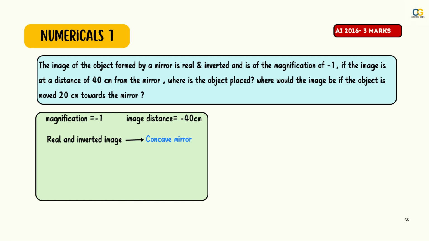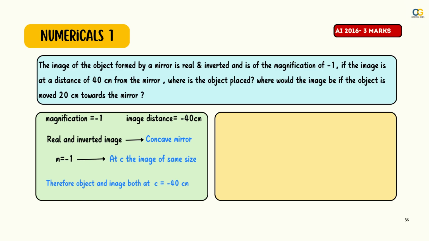image distance is -40. Now from the magnification, which is -1, we can understand that the object is placed at C because the image is of the same size as that of the object. Therefore, the object and image both are at C, which is 40 centimeters.